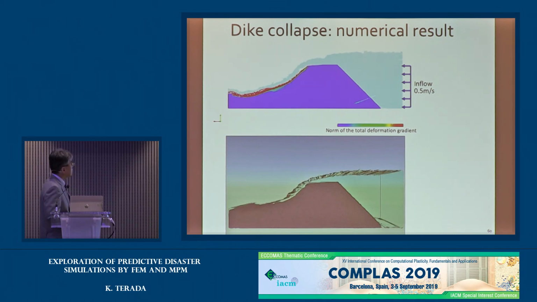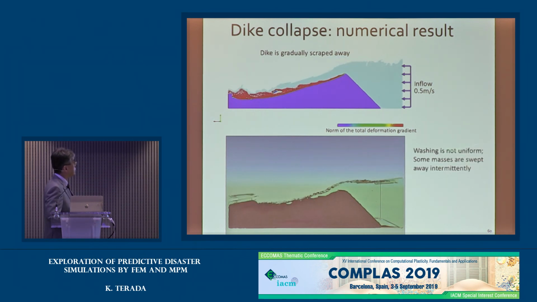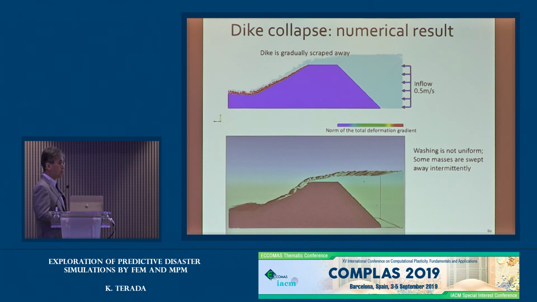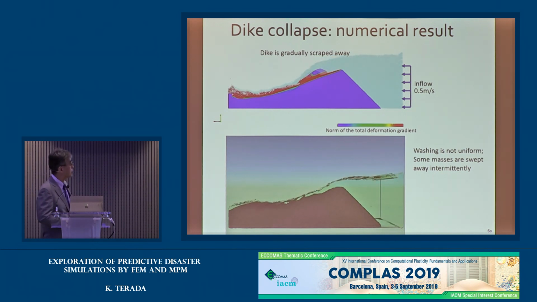This is the dike, this is the water flow. As you can see, the dike is gradually scraped away. But as you can see here, the washing is not uniform. Some masses are swept away intermittently. This is a kind of instability that can be seen in the actual experiment, although I haven't conducted this experiment yet.